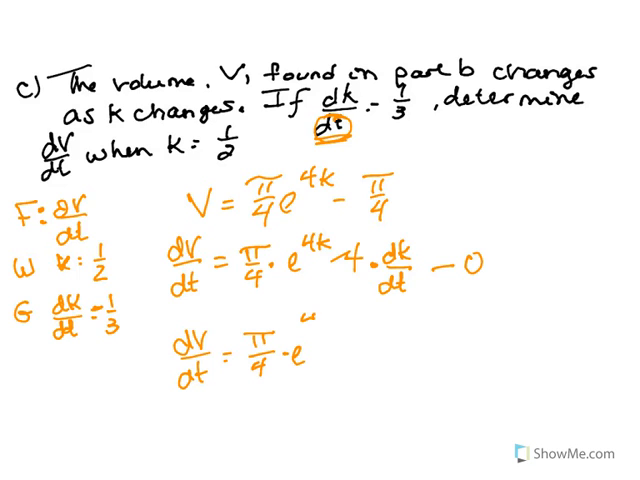And to get our final answer for dv dt, I'm going to substitute in values here. Pi over 4 times e to the 4k, which is 1/2, times 4 times dk dt, which was given as 1/3. And of course this answer would be fine for free response, but if you do want to simplify, I'll go one more step. We'll divide out those 4s. I'm going to make this pi over 3 e, and then this 4 times 1/2 would just become a 2. Pi over 3 e squared.